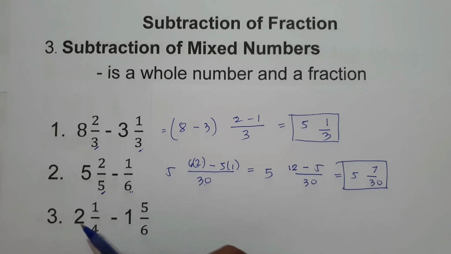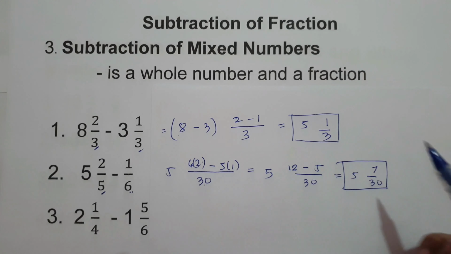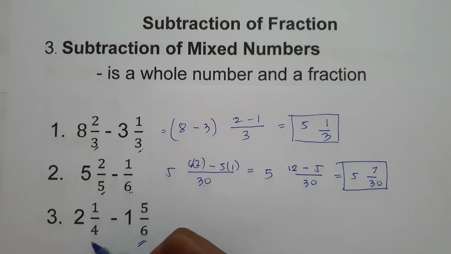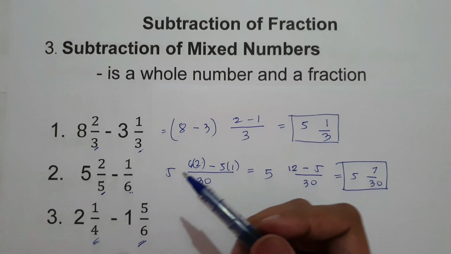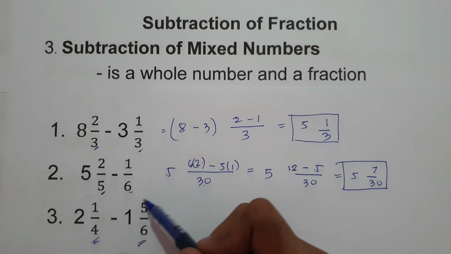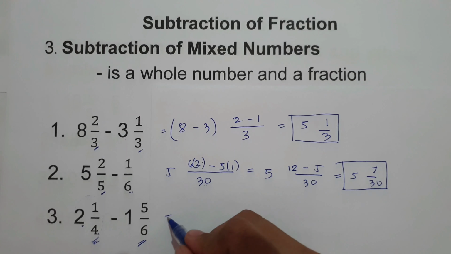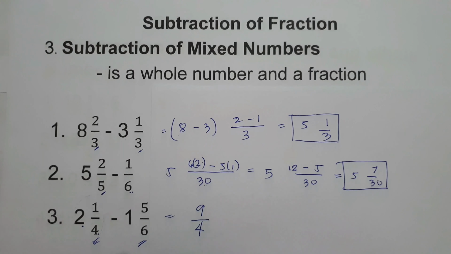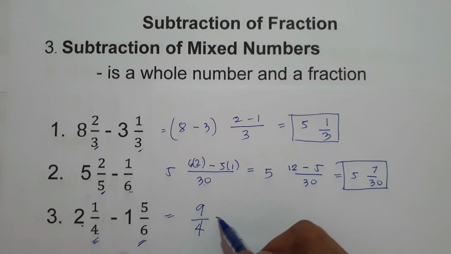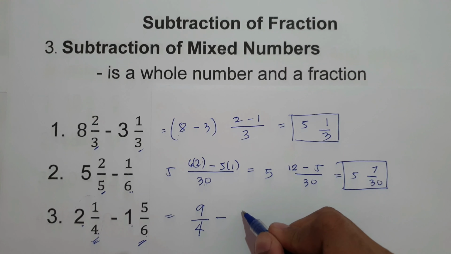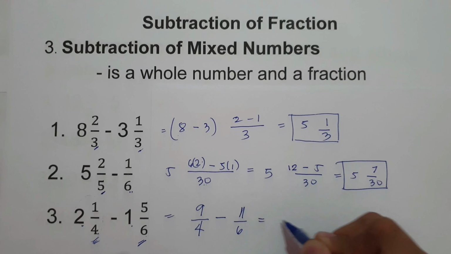On number 3, we have 2 and 1/4 minus 1 and 5 over 6. In this case, the subtrahend is greater than the minuend. So we can't subtract directly 2 minus 1. We have to change the mixed numbers into improper fractions. So that is 4 multiplied by 2, that is 8, plus 1. That is 9 over 4. And then, minus 6 multiplied by 1, that is 6, plus 5, that is 11 over 6.